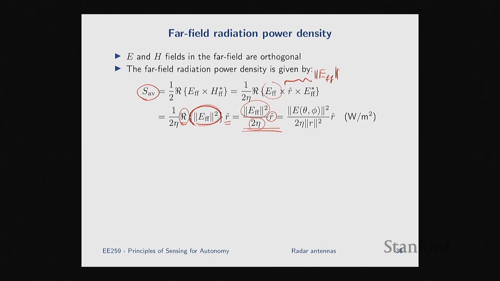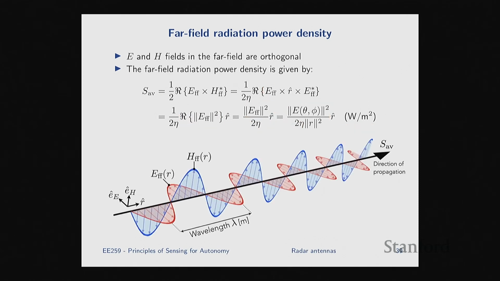If you would like to write it in terms of, remember we said our far field E has some theta phi term times the spherical wave, e to the minus j k r divided by r. If you take the norm, this term is a pure phase, so it becomes 1, and we are just left with the norm of E of theta phi squared divided by r squared in the denominator, and the 2 eta just carries over. So that's our power radiation density at far field.